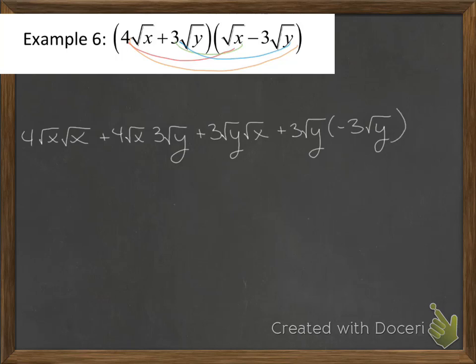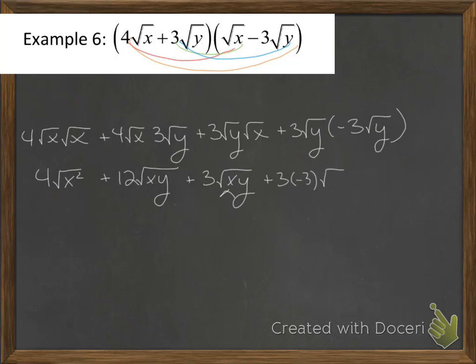All right, let's see if we can simplify this. So we have 4 times the square root of x squared, plus 12 times the square root of xy, plus 3 times the square root of xy. Notice that the y and the x are in different orders, but remember y times x is the same as x times y. And I want to write it like this so that it's obvious that these are like terms that can later be combined. Okay, then I have 3 times negative 3 times the square root of y times the square root of y.